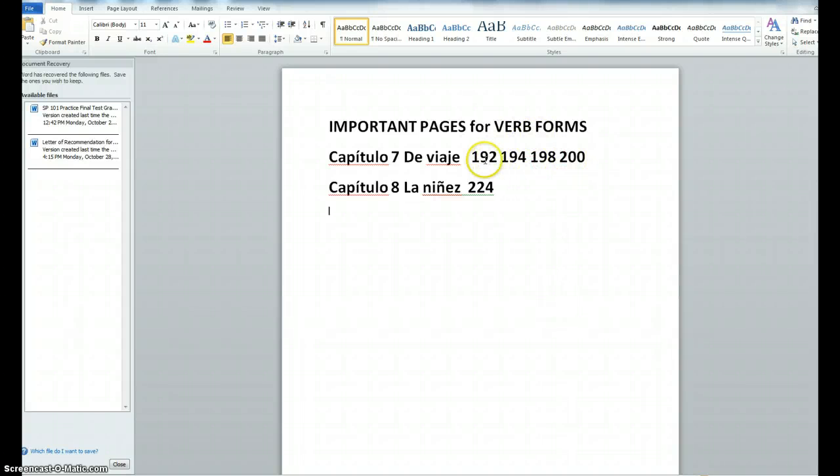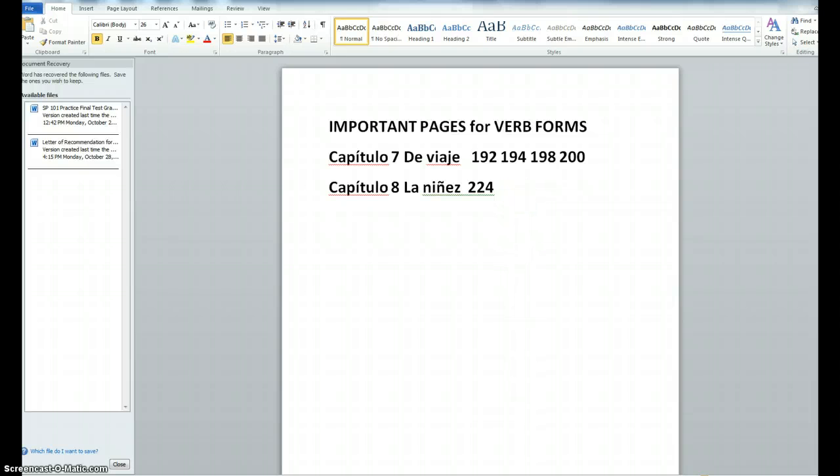Notice that the preterite tense has a tremendous number of forms to work on, especially irregular forms. Capítulo 8 only has one page that you need to look at. It has the entire imperfect tense verb forms on it. That's how much easier the imperfect tense is. Chapter 7 means traveling, trips. Viaje means trip. So when you talk about your traveling experience in the past tense, that's the topic for chapter 7. And chapter 8 means childhood. The word niño means child, so la niñez means your childhood, and that's a topic where you would frequently use the imperfect past tense.